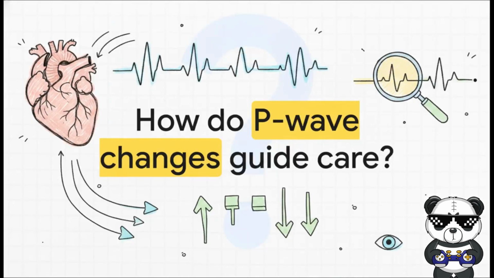So here is a question to leave you with. How will recognizing these specific P-wave morphology changes alter your next steps in patient care? Translating these tiny electrical shifts into actual anatomical causes lets you look directly at the physical structure of the heart. It tells you what the heart is signaling long before symptoms even begin.